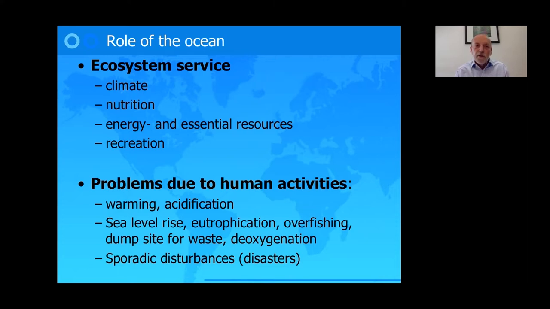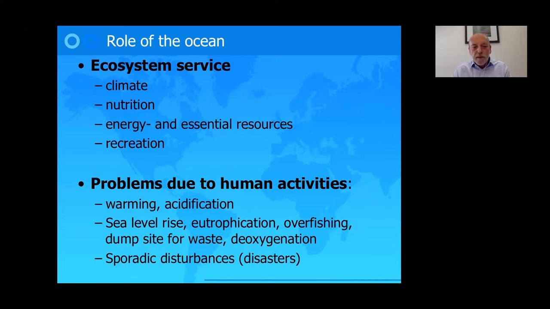One type of ecosystem service is that it influences our climate. It also serves as a source where we receive our nutrition from, for example, the fisheries. It's also a site which offers energy resources and other essential resources to us. And then, of course, it also serves as a recreational site, as I indicated before, which is particularly relevant for people from landlocked countries, because this is where most of the people experience the ocean as a source of recreation.